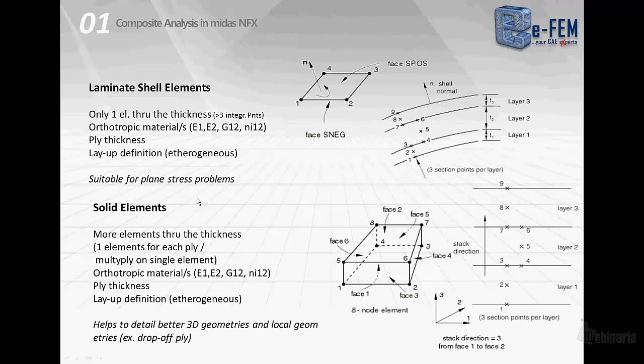Then we have solid elements. In the case of solid elements, we can have more than one element through the thickness, and we can use them to describe better 3D geometries, or for example the drop of ply situation. In this case we can also describe one single lamina of the laminate with a single element to have a better description, or also more.